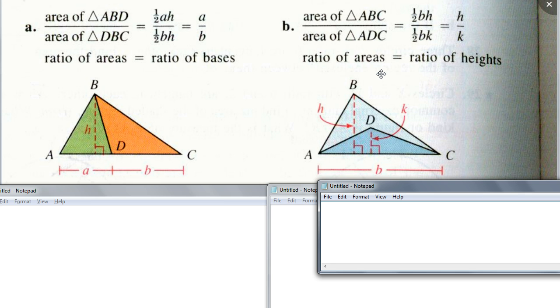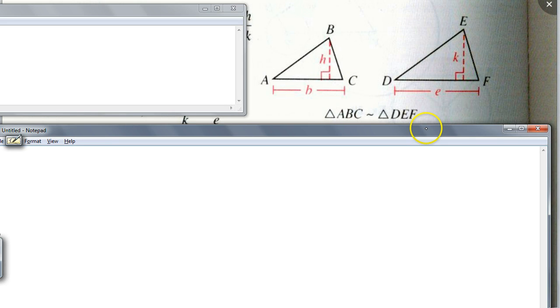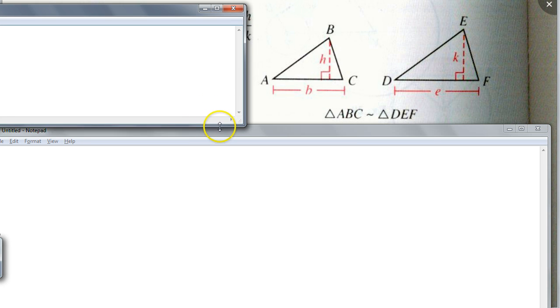Again, are these two triangles similar? No, that's why it didn't come out to A squared to B squared. Well, now C is where the two of them are similar, right? So let's take a look at C. Are people still writing down? Oh wait. Okay, go ahead. All right, now let's take a look at two similar triangles. Okay, triangle ABC is similar to triangle DEF.